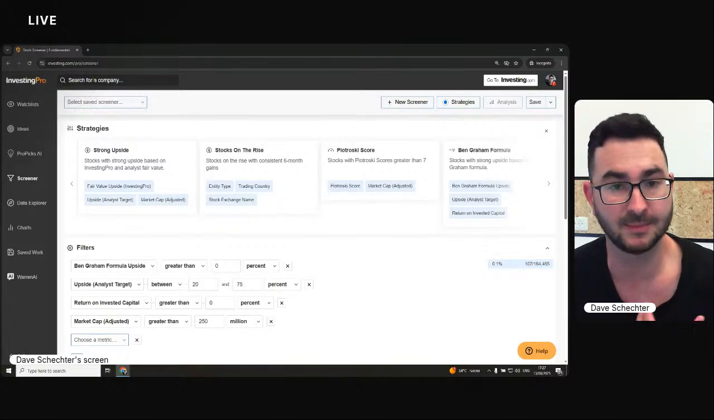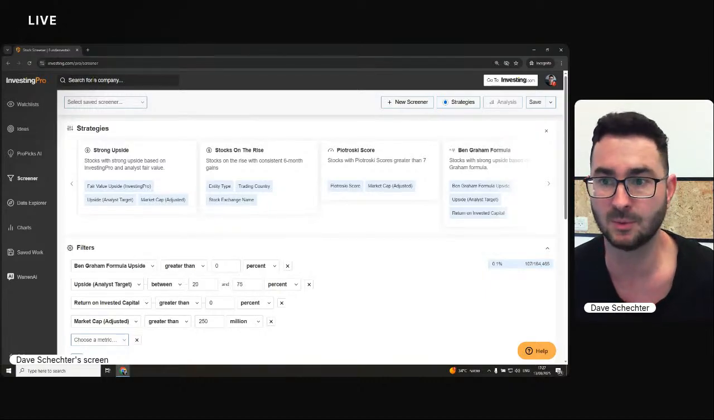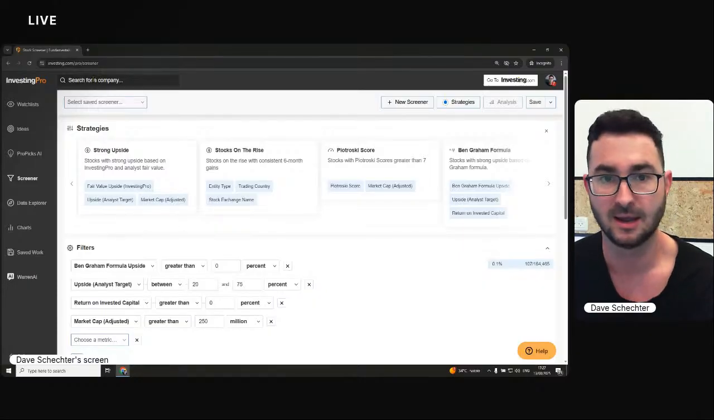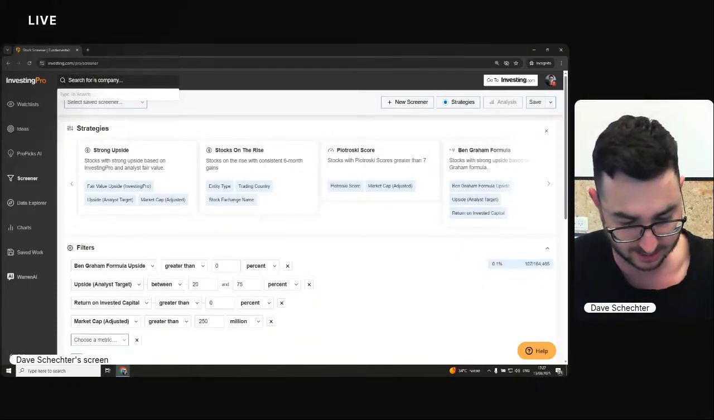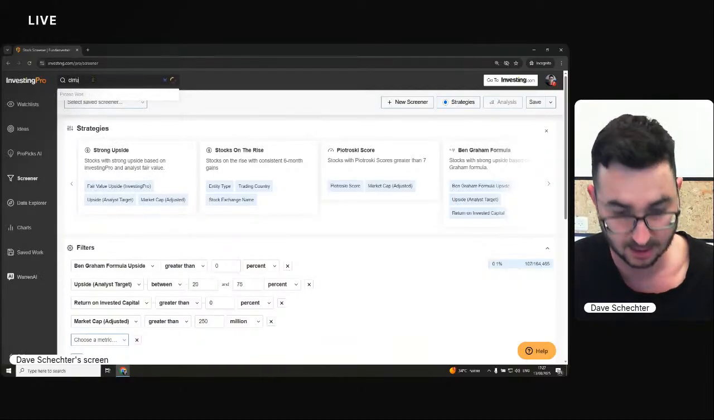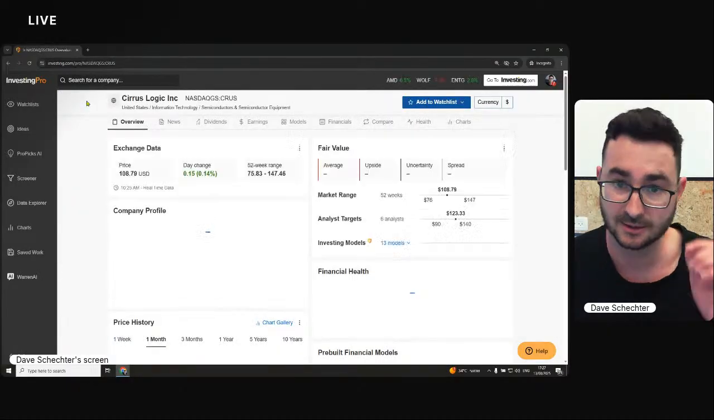So definitely, I highly recommend creating your own views, and that way you can surface a lot more information that's important for your investing. So having said that, why don't we take a look at an instrument page in the InvestingPro dashboard. Let's use our example of Cirrus Logic.